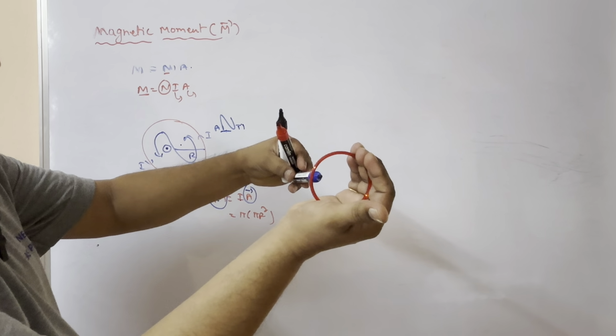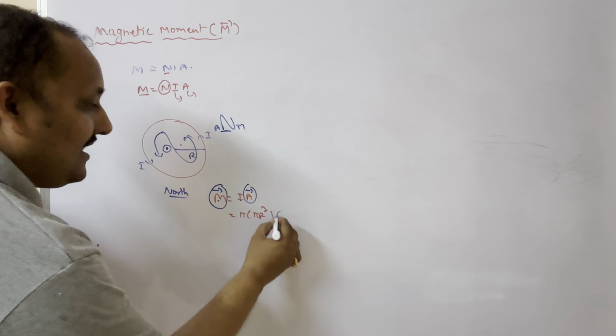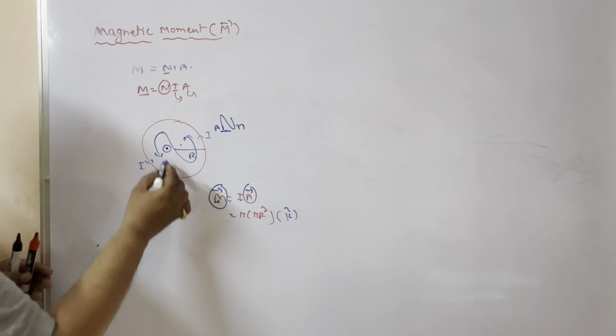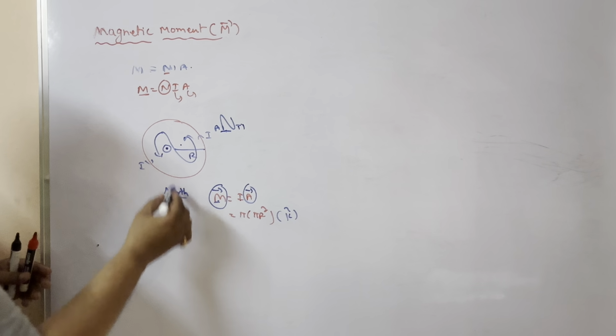Away means along this side, what will be there? I cap, J cap, K cap will be there. Therefore, that K cap only we will write. So another point we got: it is from south to north. If current is passing clockwise, okay, now current is passing clockwise means it will be coming like this. Current is like this, magnetic field is into. Now what is the magnetic moment?